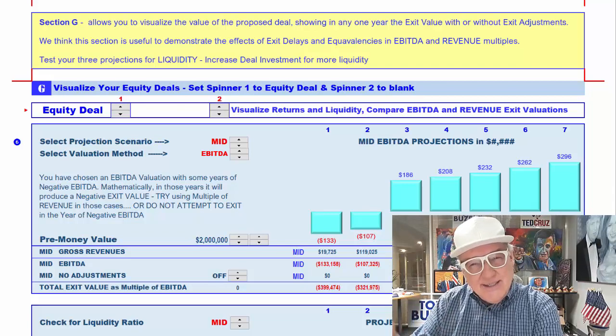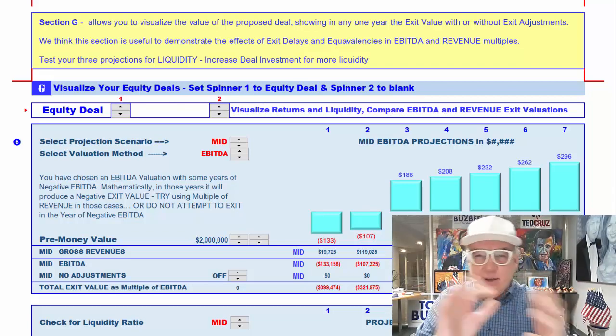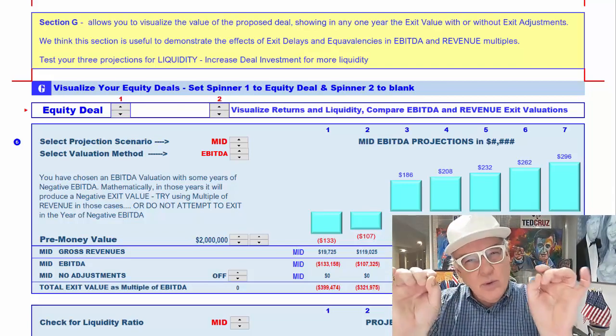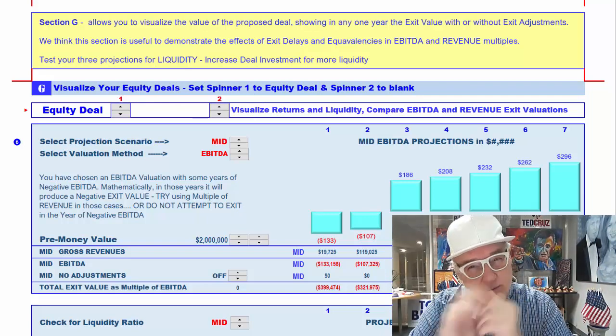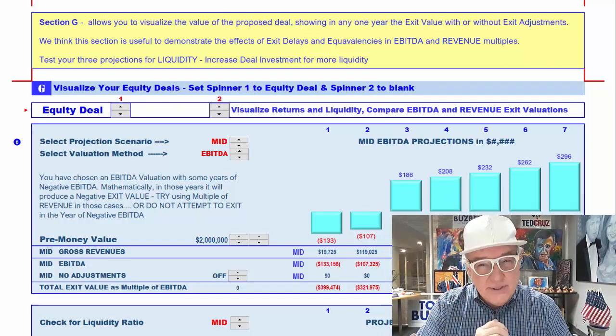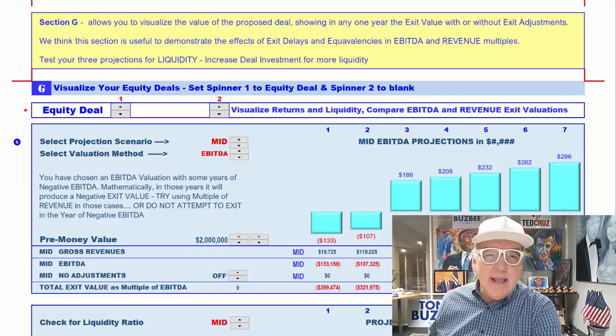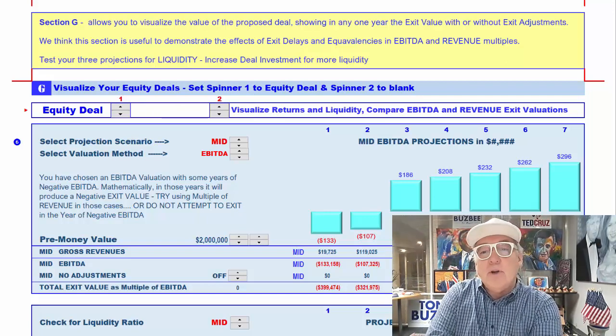Kind of have to test these deals. First you make it, then you look at it, then you make it, you look at it. It's not a one-size-fits-all. You got to play with it a little bit. It's the art of the deal. Okay, so it allows you to visualize the value of what you've done.